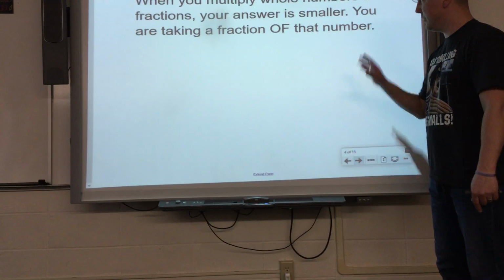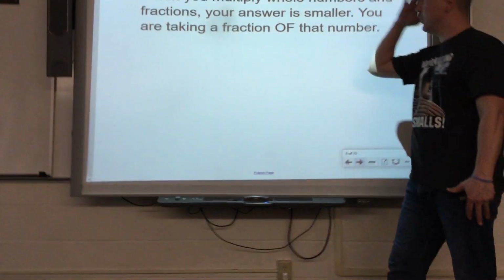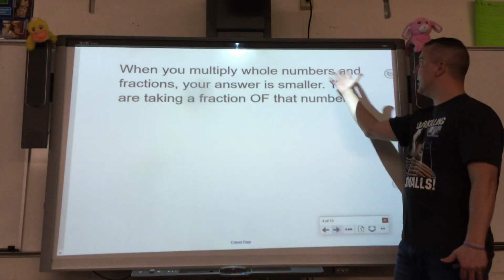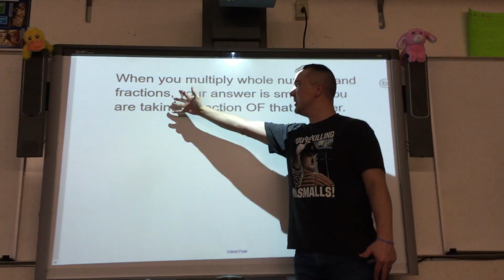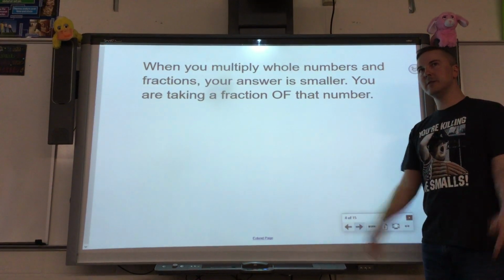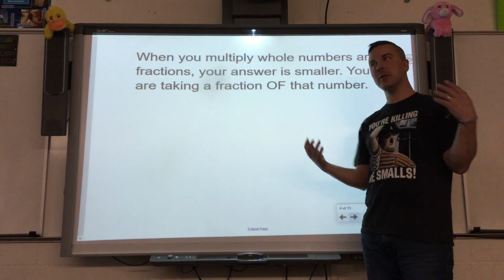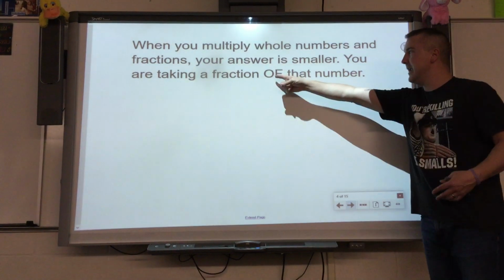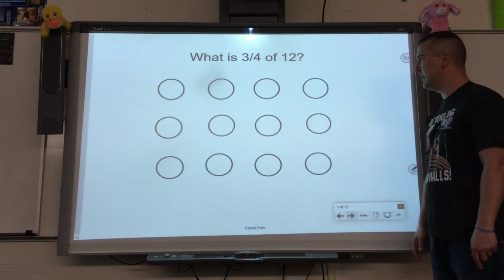So I'm going to go to this. You got to think about this. When you multiply a whole number and a fraction, your answers are going to get smaller. We used to think multiplying makes numbers larger. Well, it's taking groups of that number. That's our big thing we need to think about.